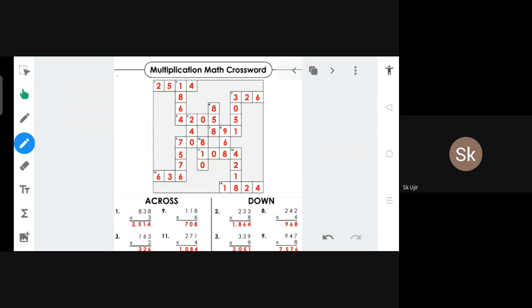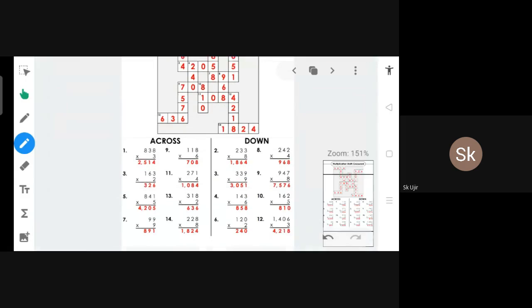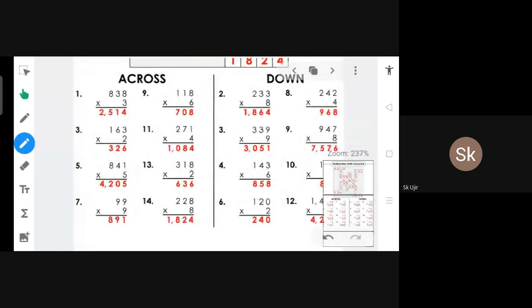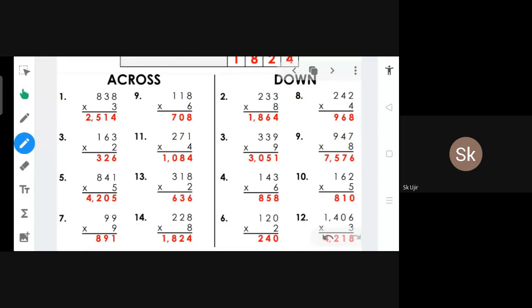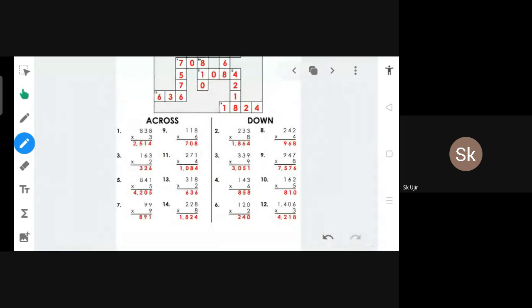Okay, so this was the puzzle which I had given you last time, and this is the answer of that. I've already explained how to fill the boxes and how to write the answer of this multiplication. I had given this one especially so that you can revise the multiplication concept. So if you have not done it, you can do it again, and if you want, you can match the answer.